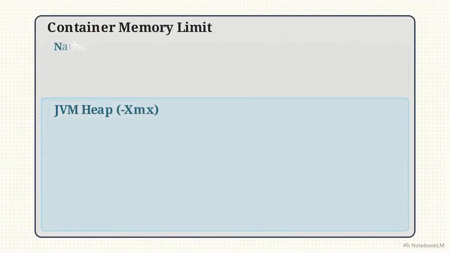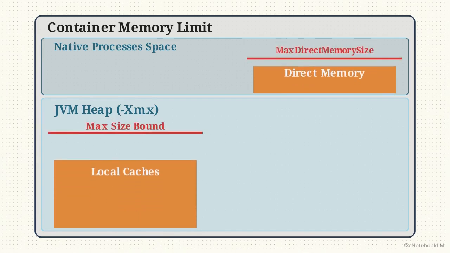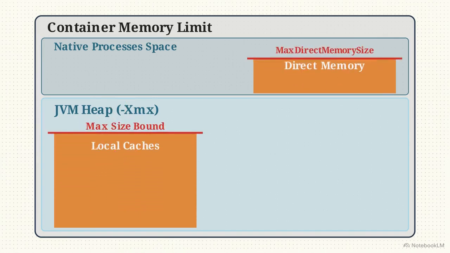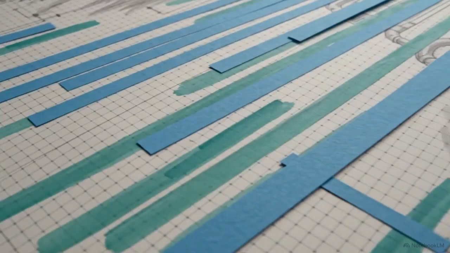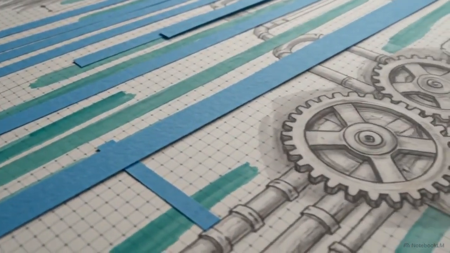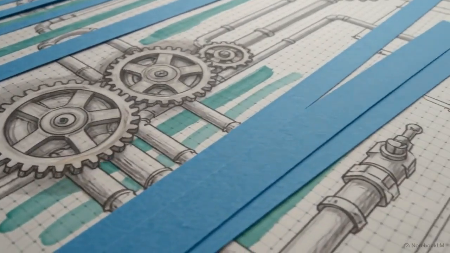You start by perfectly aligning your maximum heap size with your container memory limits, leaving enough room for native processes. You bound your local data caches and strictly cap direct memory usage to prevent silent resource exhaustion outside the main heap. In the code itself, keeping critical execution paths predictable, avoiding overly complex, highly polymorphic calls with too many possible targets, gives the compiler the stable environment it needs to do its job.